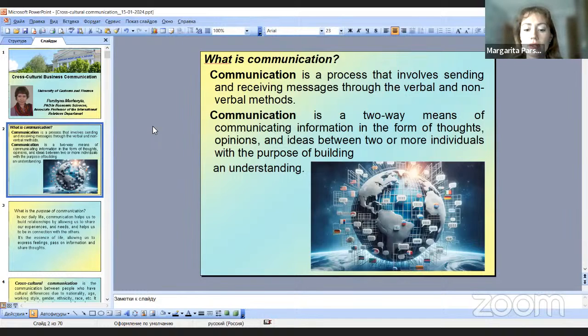Everybody knows this, but we must repeat the term communication. Communication, as everybody knows, is a two-way means of communicating information in the form of thoughts, opinions, and ideas between two or more individuals with the purpose of building an understanding. So the purpose of communication is that we must build an understanding between those who are involved in the process of communication.